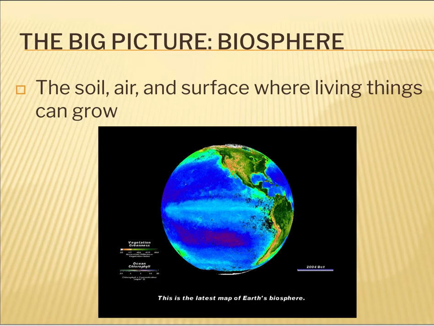The biosphere, the one and only. Bio means living, and sphere means, well, sphere, the three-dimensional circle that we live on, planet Earth. We have one biosphere, one area of our world that contains all of the living things on our planet. It's the soil, the air, and the surface where living things can grow. And since we only have that one biosphere, we need to take care of it.